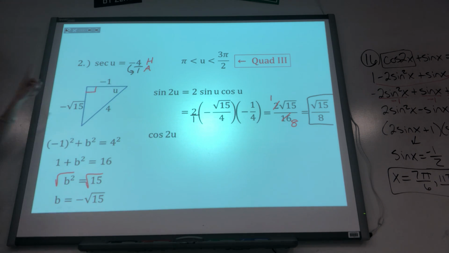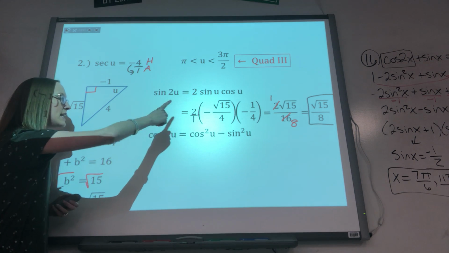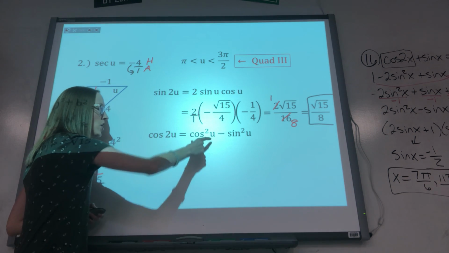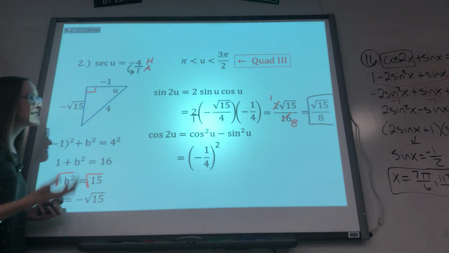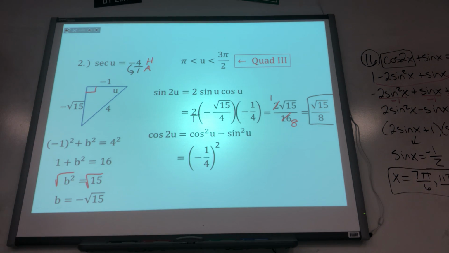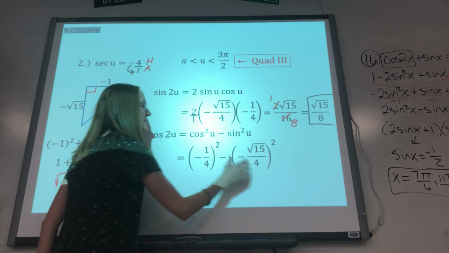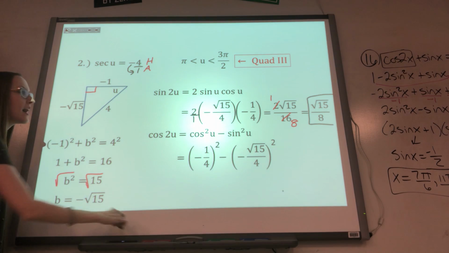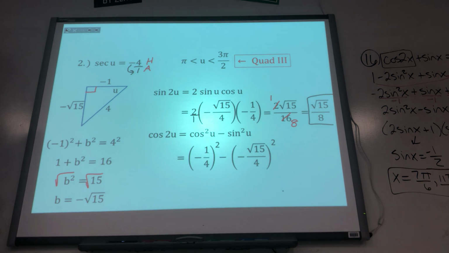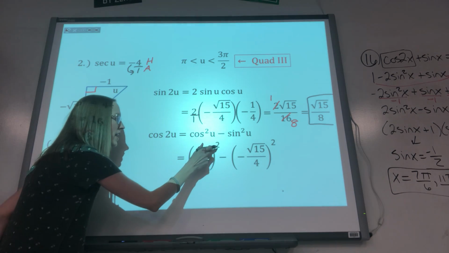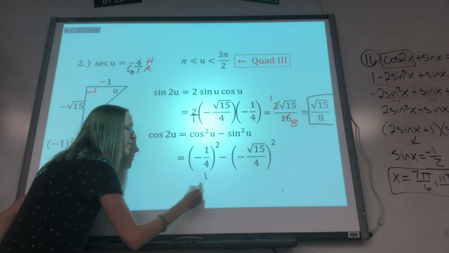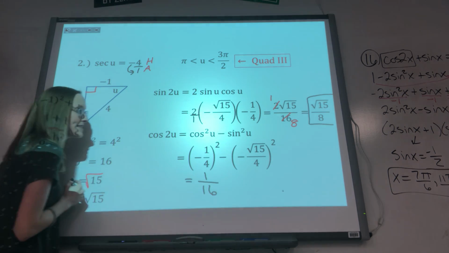Okay, moving on to cosine of 2u. Stop me if you're getting back something different. But here again, I'm using cosine squared of u, which is the same as the entire cosine squared, minus sine squared of u, which is the same as the entire sine of u squared. Be very careful with your negatives. Let me show you how this should work. Squaring a negative should turn positive.